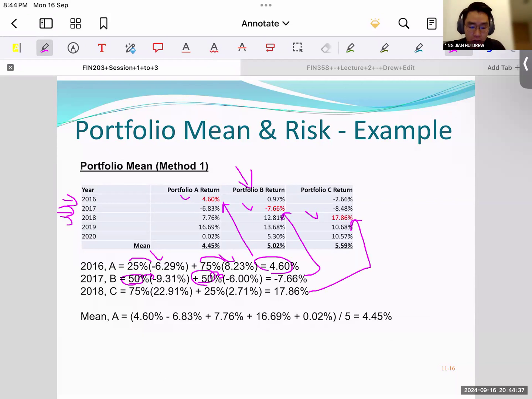And how do you calculate the mean? The mean is simply just add up all the numbers here divided by 5. This is the mean return for portfolio A.